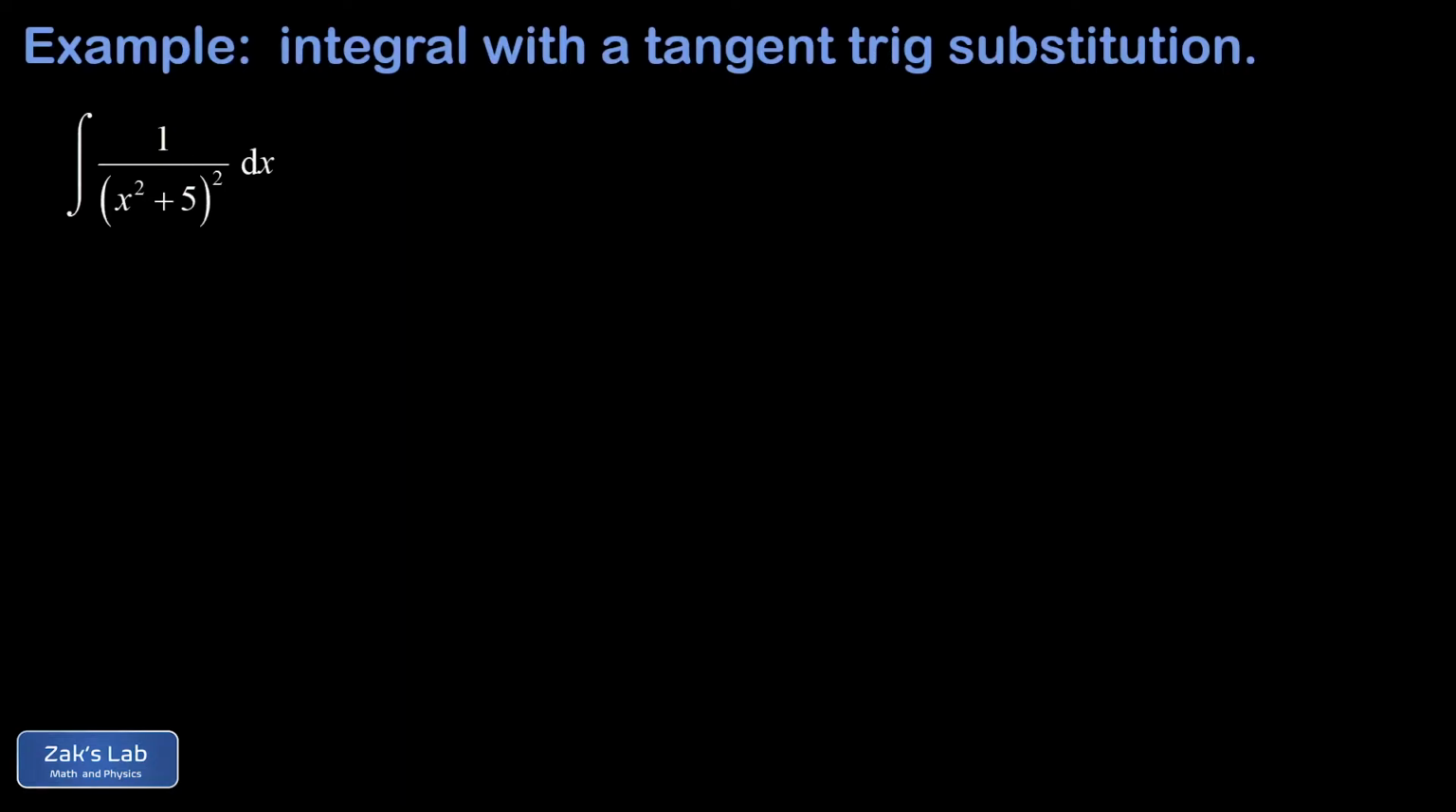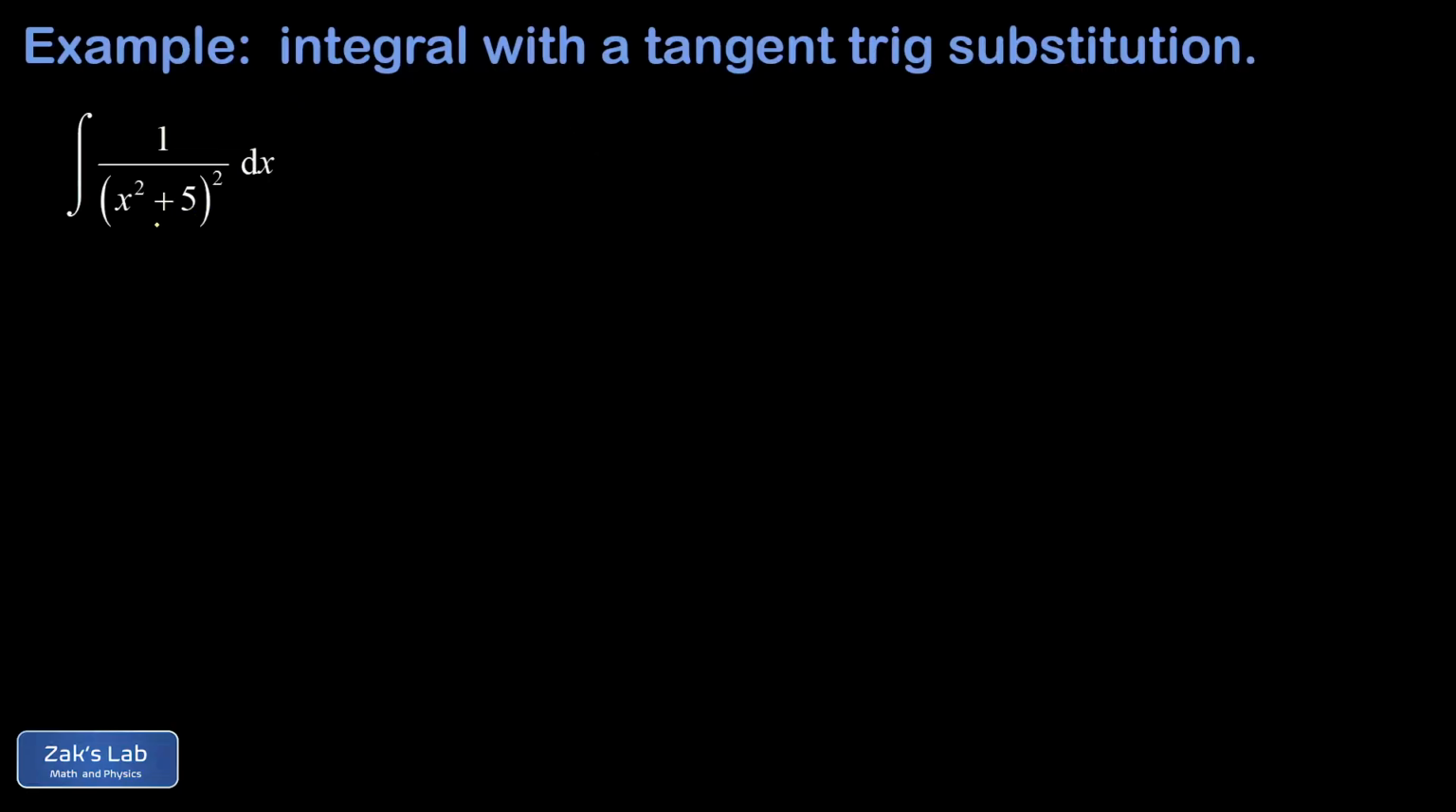In this video, we're computing the integral of 1 over the quantity x squared plus 5, all squared. Now, this is actually a pretty difficult trig substitution integral, but it's one that pops out of partial fractions decomposition pretty frequently, so it's important to know how to do it.